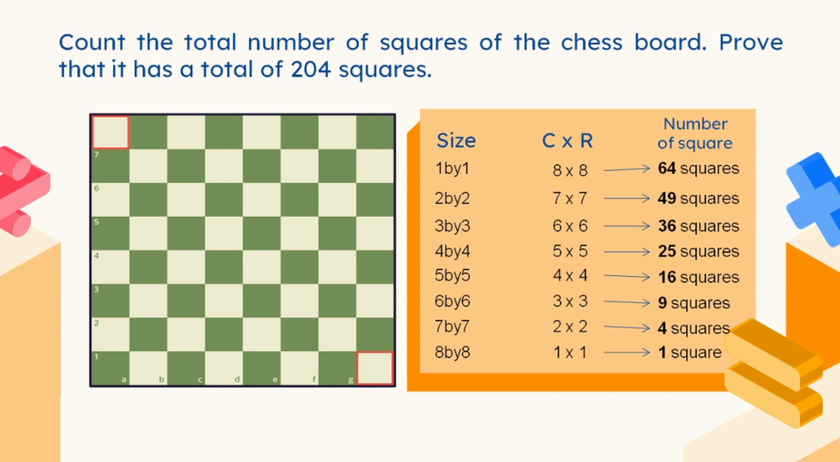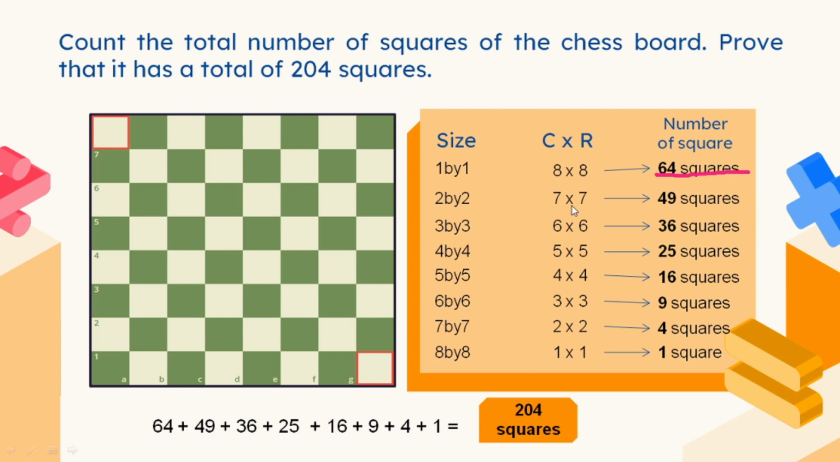So, ibig sabihin, kapag inadd natin yung 64, 49, 36, 25, 16, 9, 4, 1, meron tayong 204 squares sa chessboard na ito. So, based sa ating activity na to, kung mapapansin nyo, diba, may kinalaman to sa square root. Bakit? Etong square root of 64 is 8. Kung mapapansin nyo, tinimes natin siya sa sarili niya, 8 times 8, meron tayong sagot na 64. And the square root of 64 is 8. Tama? Okay, mas maiintindihan nyo yan mamaya.